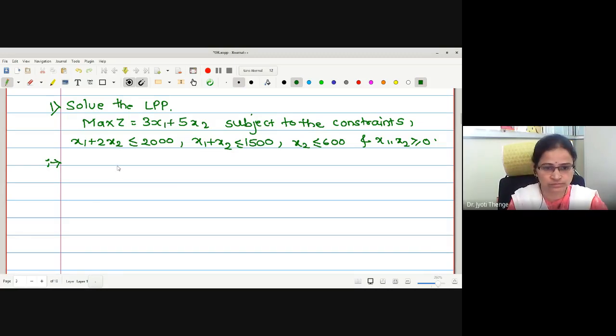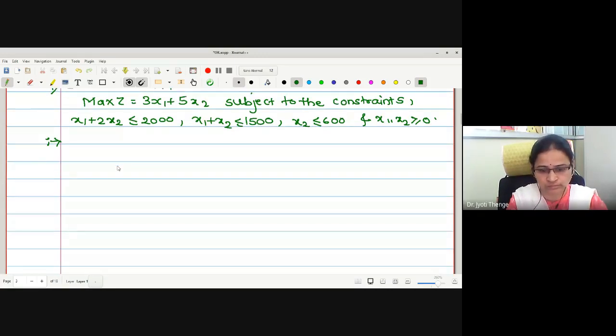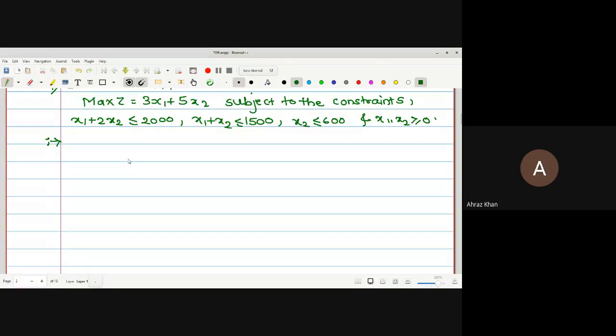Anyone from the student side? Since the variables are always positive in practical life, all the graph comes in the first quadrant itself, and less than or equal type means that we cannot go beyond that limit. So we are considering the portion below the line.